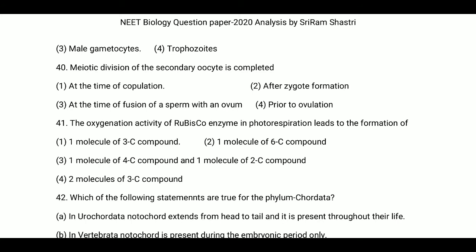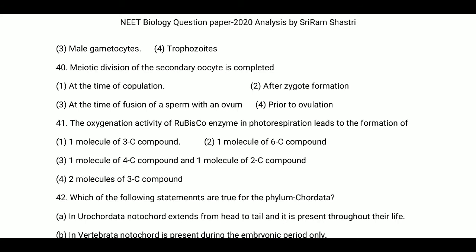Meiotic division of secondary oocyte. It's a very, very important question. At the time of fusion of sperm, only the second meiotic division completes. Most of the time in textbook, it is given that in ovulation, ovum is released. No, ovum is not released. It is in the secondary oocyte stage itself. That secondary oocyte converts into ovum only during the fusion of sperm, because they require a centriole for the division, and it happens at the time of fusion of sperm. Third option is right answer.